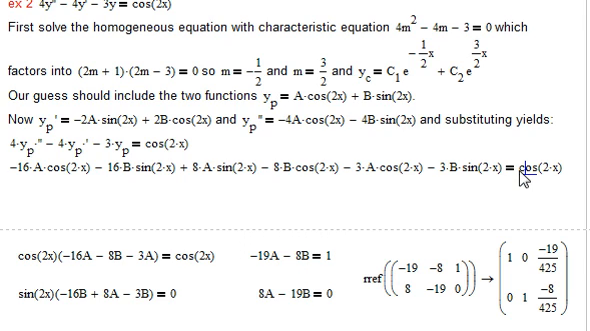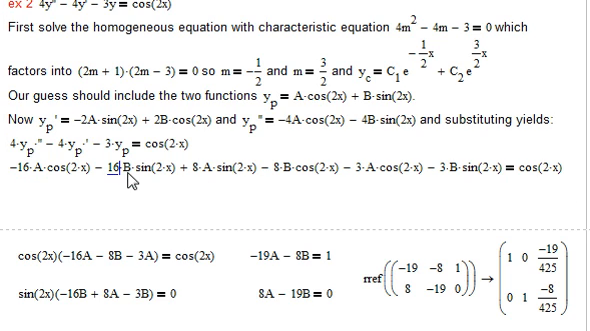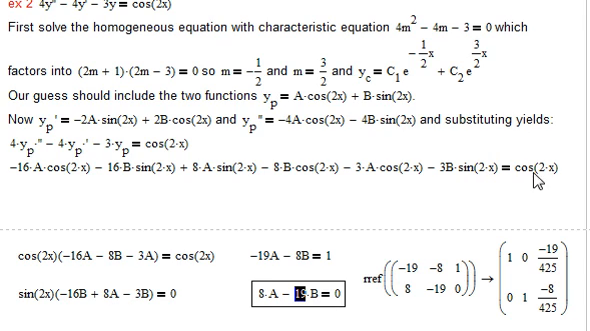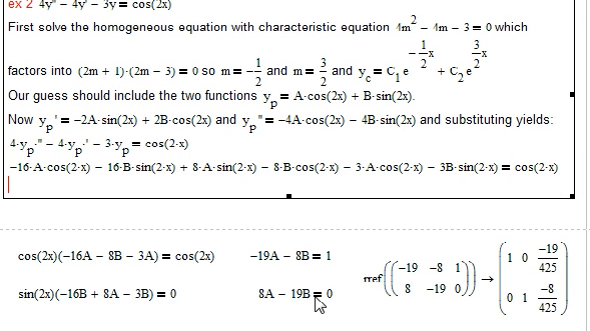Because I need to have 1 times cosine on this side, I need to have 1 times cosine on this side. Now, sine of 2x has these coefficients, negative 16b, positive 8a, and minus 3b. So that means we got 8a minus 19b, and that's equal, look, there's no sine on the right hand side of the equation, it's just cosine, so that equals 0. So now we have a system of equations: negative 19a minus 8b equals 1, 8a minus 19b equals 0.